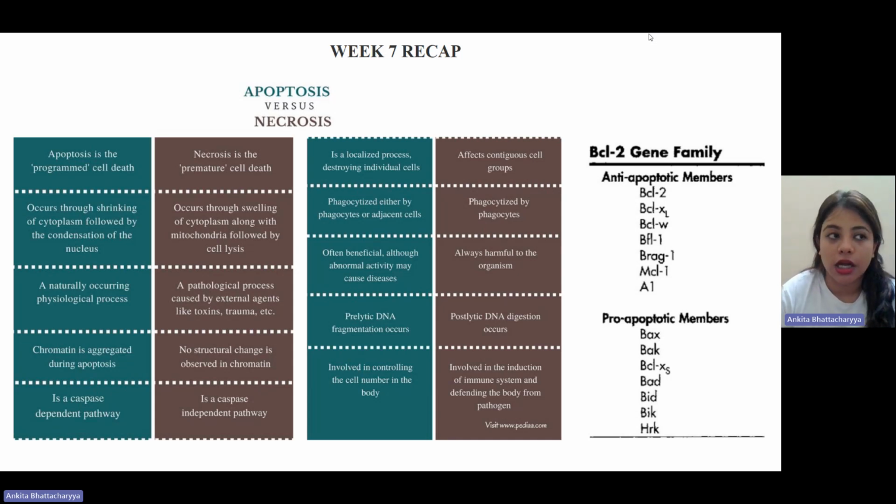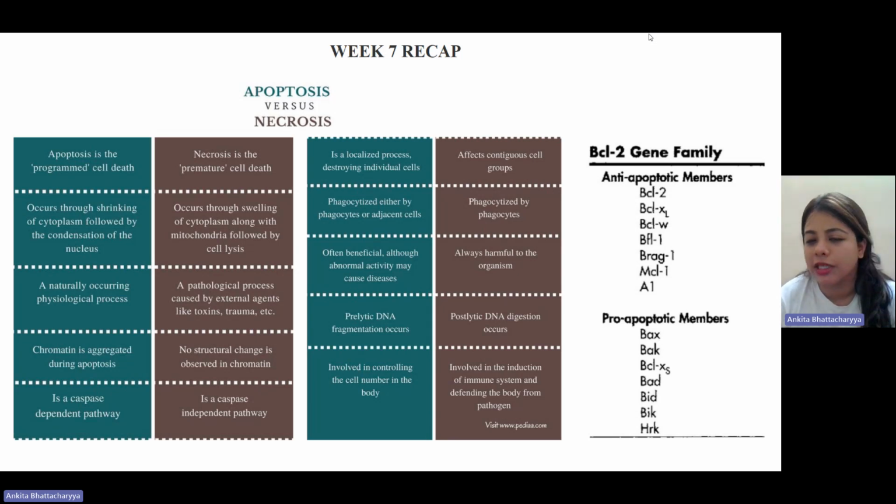So necrosis occurs under such dire circumstances normally, but apoptosis is a more regulated, more controlled, and more micromanaged process inside a cell. The chromatin is aggregated during apoptosis, but in case of necrosis, we do not see any structural changes. Apoptosis is a caspase-dependent pathway, whereas necrosis is a caspase-independent pathway. Apoptosis is a localized process.